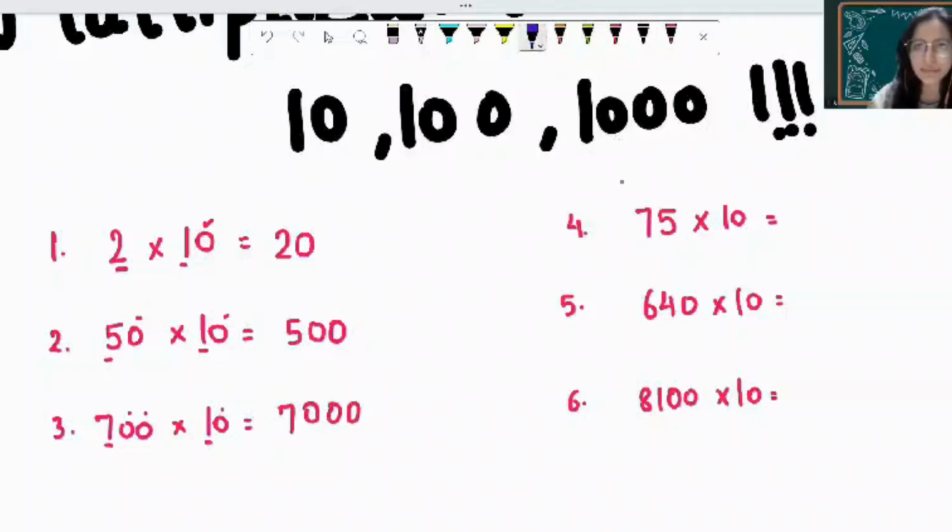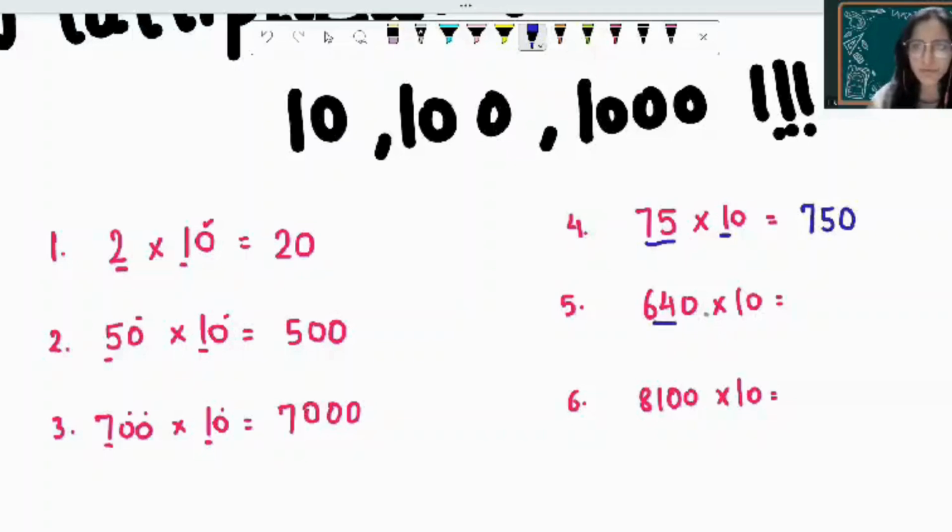Right. Now let's do the fourth question. Here we have 75 times 10. Any number when multiplied with 1 gives us the same number, right? So it is going to be 75 for us. And how many zeros? Only 1 zero. So it becomes 750.